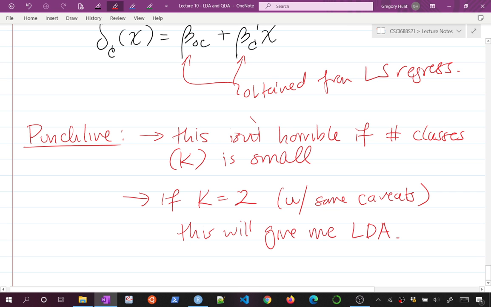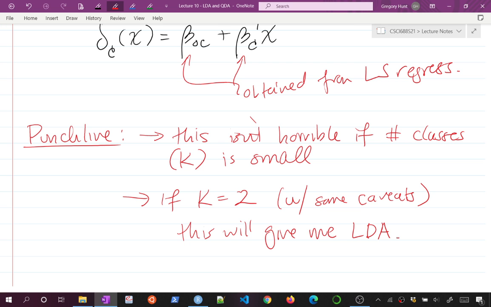LDA. With some caveats, but basically, this is going to give me back LDA in the binary classification setting. And that's something that can be shown analytically. That's pretty much exactly true.